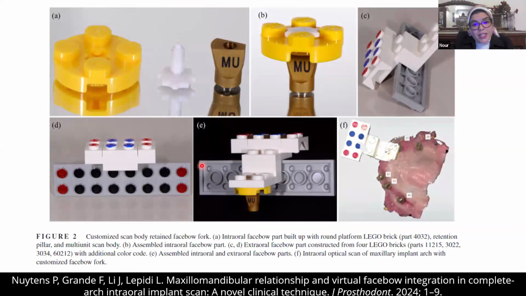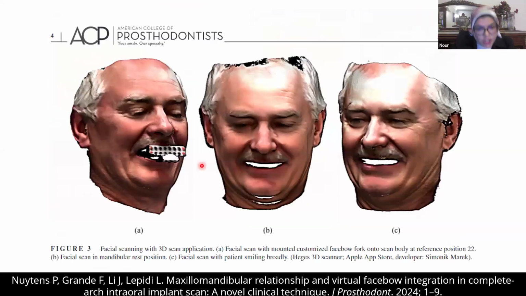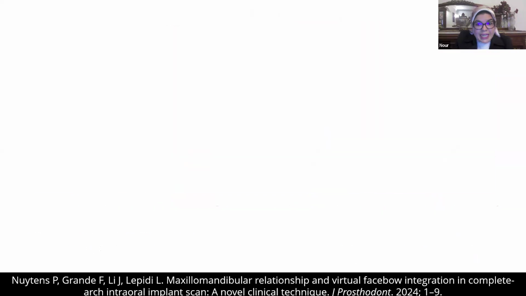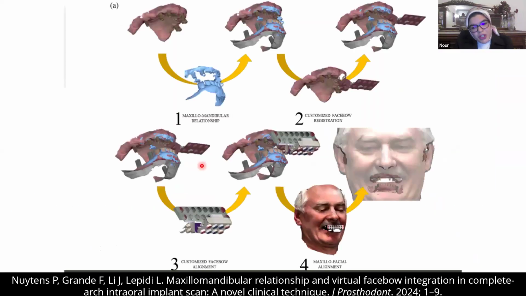Let's see how they did it, a very nice technique. They used Lego parts in order to integrate the intraoral scan to the facial scan. For the facial scan, they made a very nice model with the Aegis 3D scanner, which is from the Apple App Store. However, what they did was stitching or gluing the intraoral scan to the extraoral facial scan. How is this beneficial in our field?